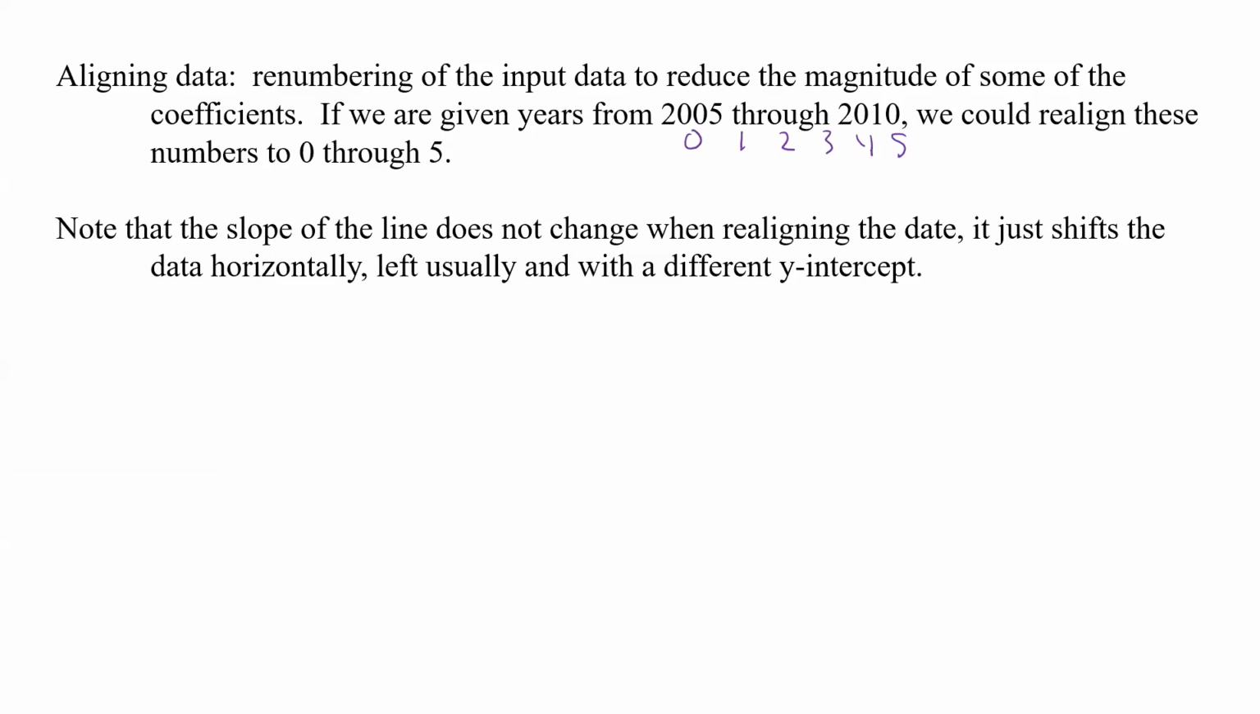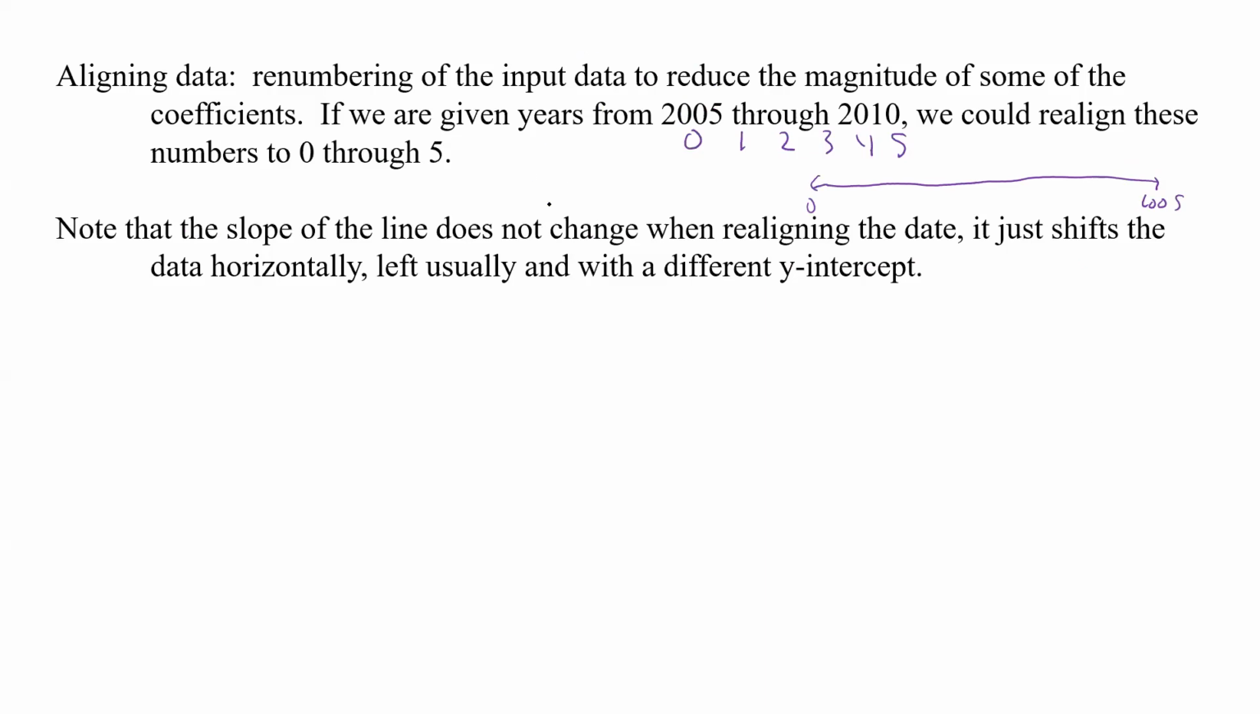All right, so if we use these big numbers, we're going to get big numbers for our slope and our intercept and things. It's going to look really, really strange. And so we're going to realign our data. Now note the slope of the line doesn't change when realigning. It just shifts the data numbers horizontally, and it's usually to the left, because if we're way out here at 2005 and now we've shifted that down here to 0, that is a big shift to the left. And we also have a different y-intercept.